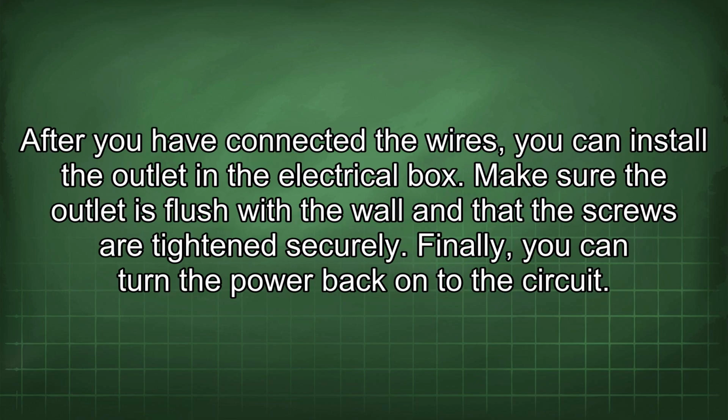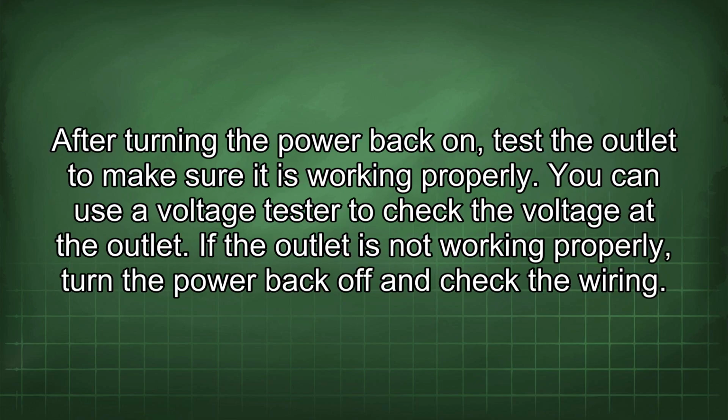After you have connected the wires, you can install the outlet in the electrical box. Make sure the outlet is flush with the wall and that the screws are tightened securely. Finally, you can turn the power back on to the circuit. After turning the power back on, test the outlet to make sure it is working properly. You can use a voltage tester to check the voltage at the outlet. If the outlet is not working properly, turn the power back off and check the wiring.